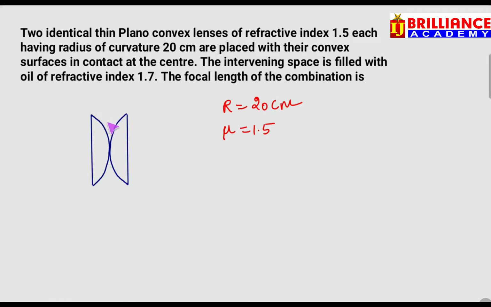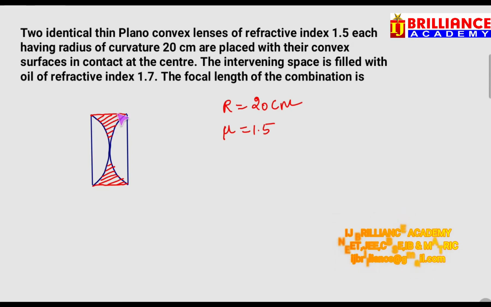See here, the gap between these two plano convex lenses is usually covered by air, but now we are filling it with oil having a refractive index of 1.7. So this entire gap is covered with the oil of refractive index 1.7. So now what happens? This gap portion acts like a concave lens.